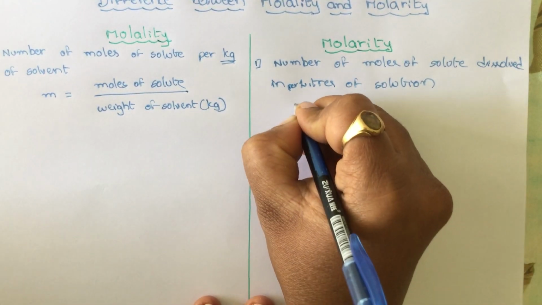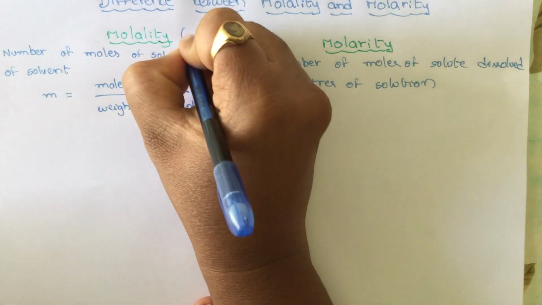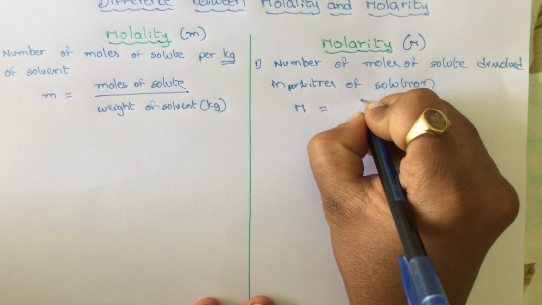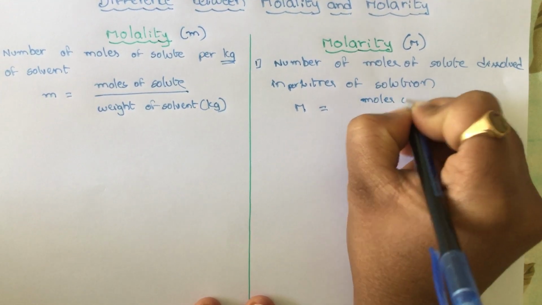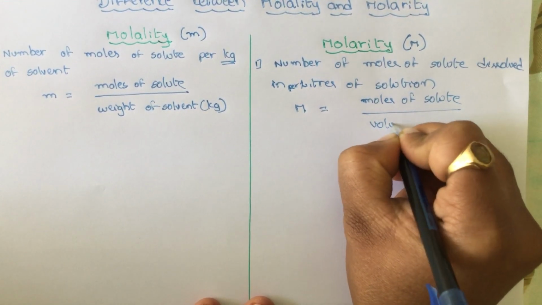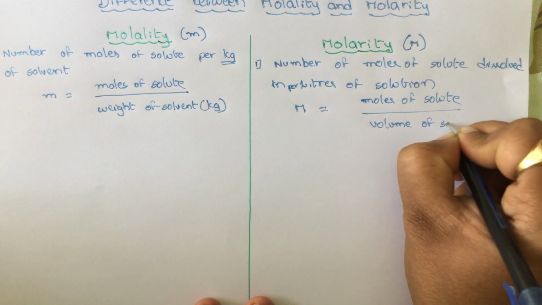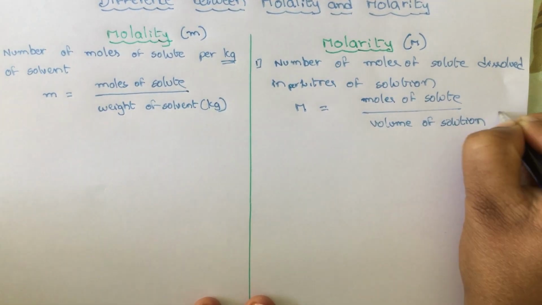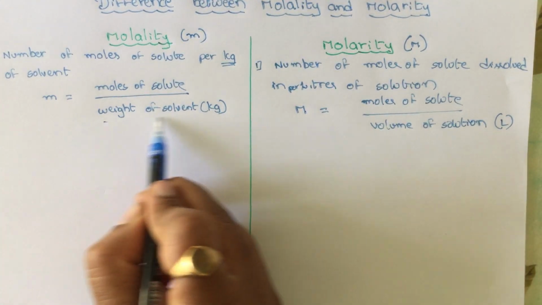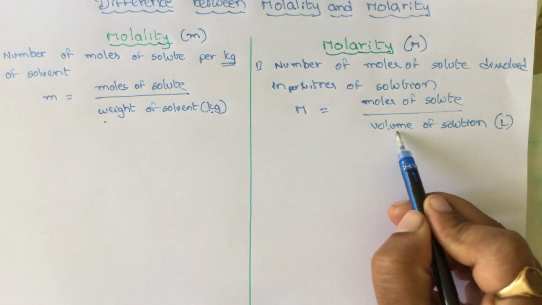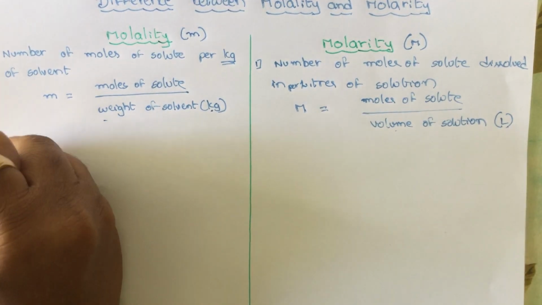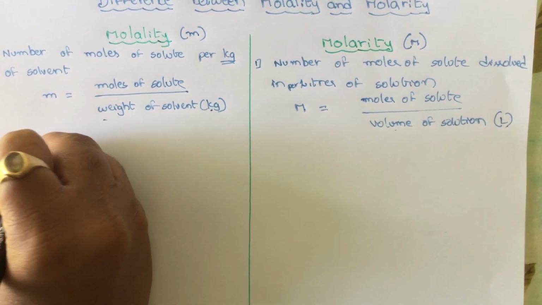Okay, the formula here we use the symbol capital M. Capital M is used to show the symbol, small m for molality, capital M for molarity. So molarity is number of moles of solute to that of volume of solution. Okay, here we are talking solution, not solvent. Solution in liters. Okay, that is the difference between molality and molarity. Molality means we take only weight of the solvent in the denominator, whereas here we are taking volume of solution together in the denominator.